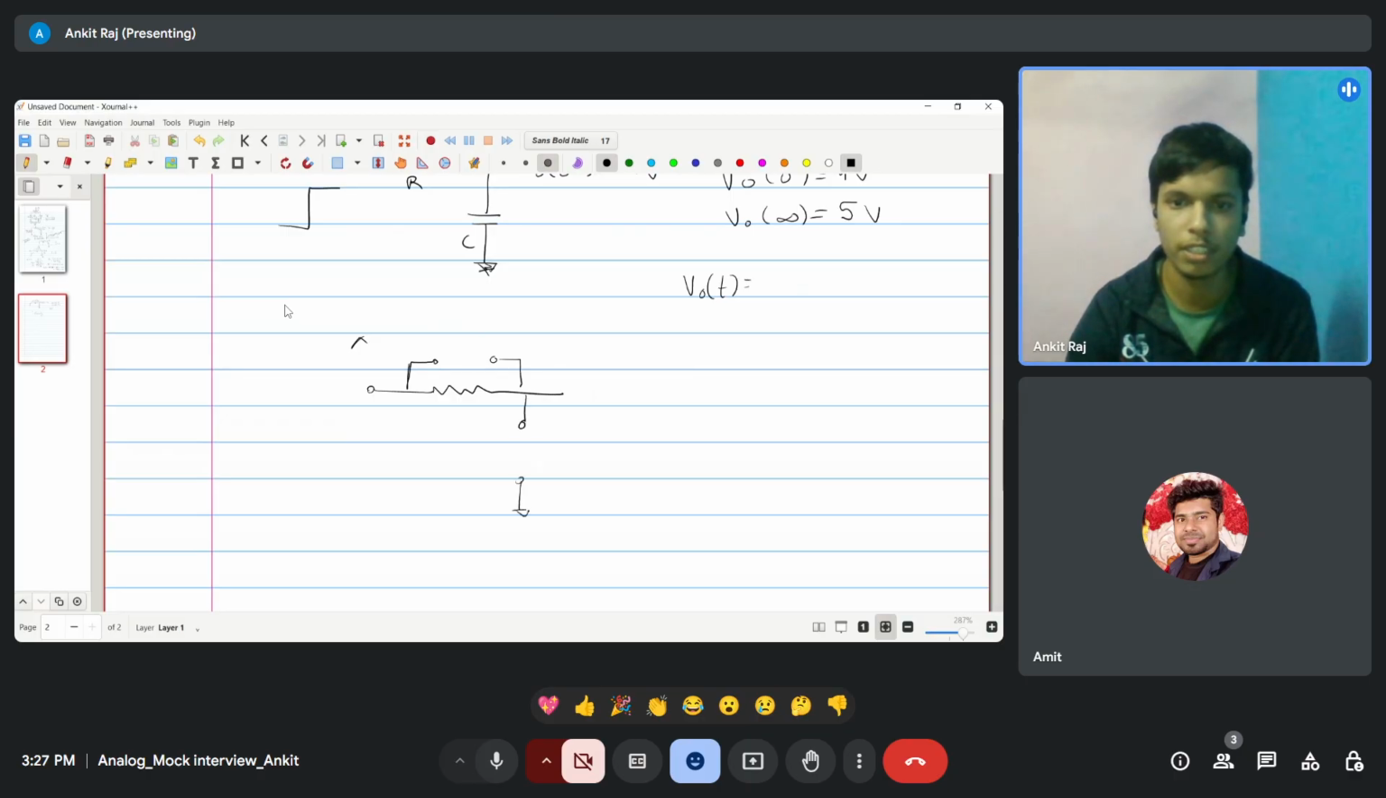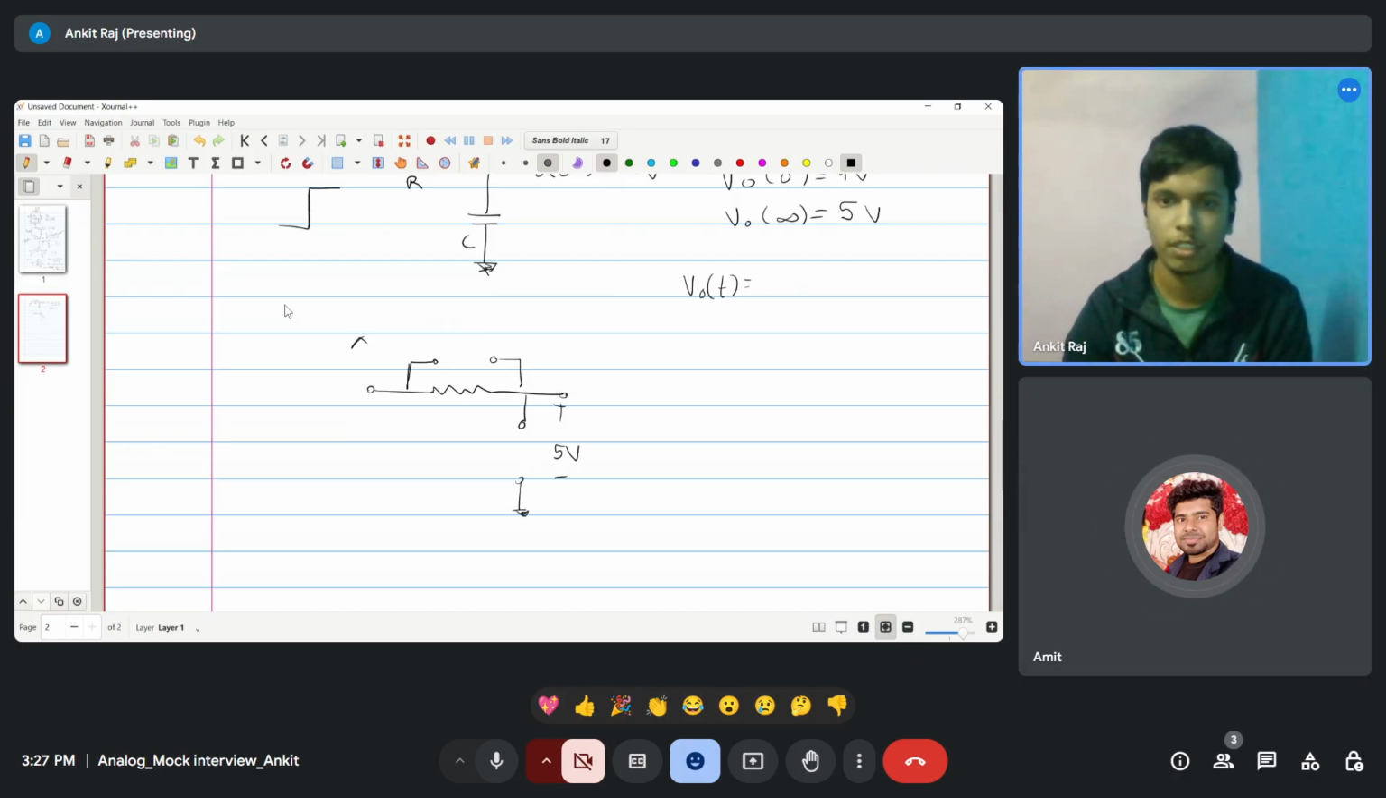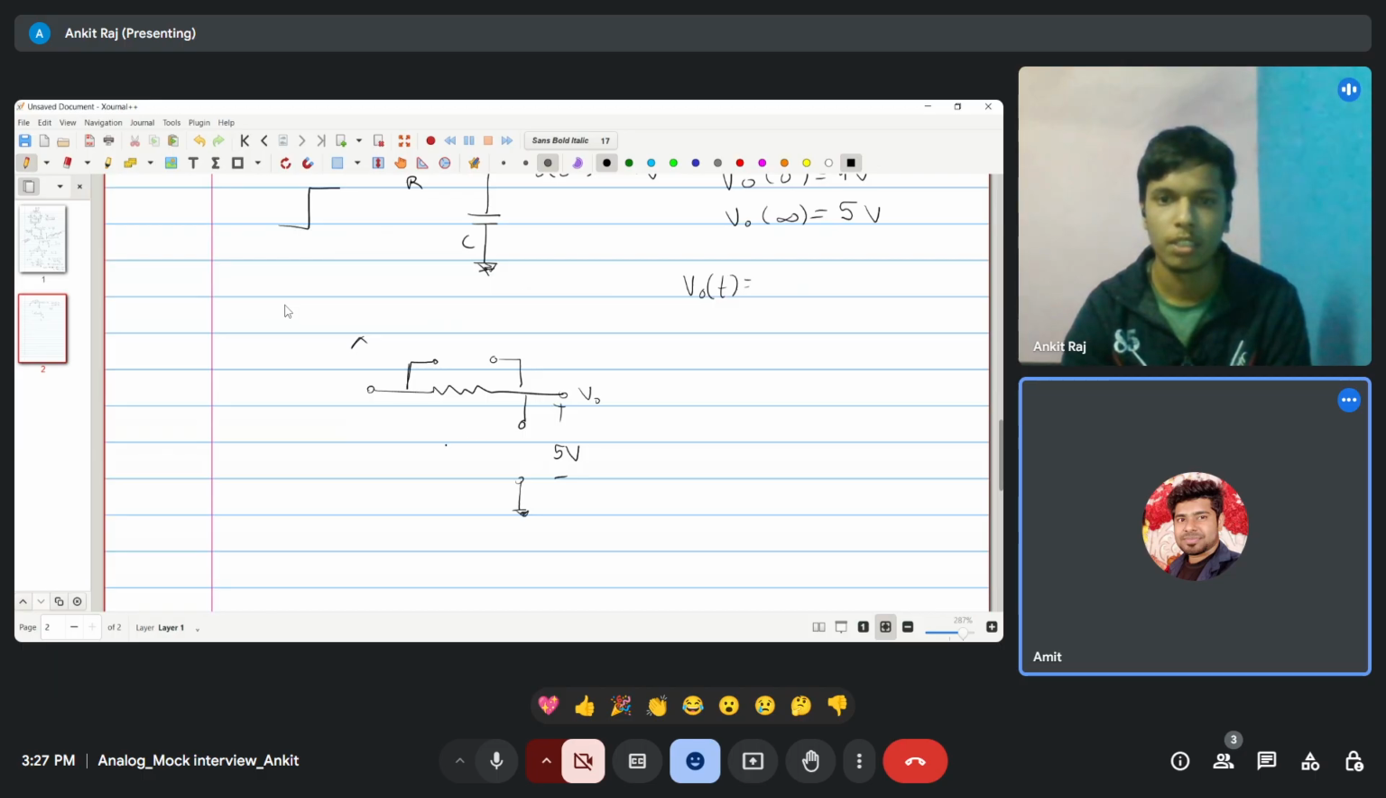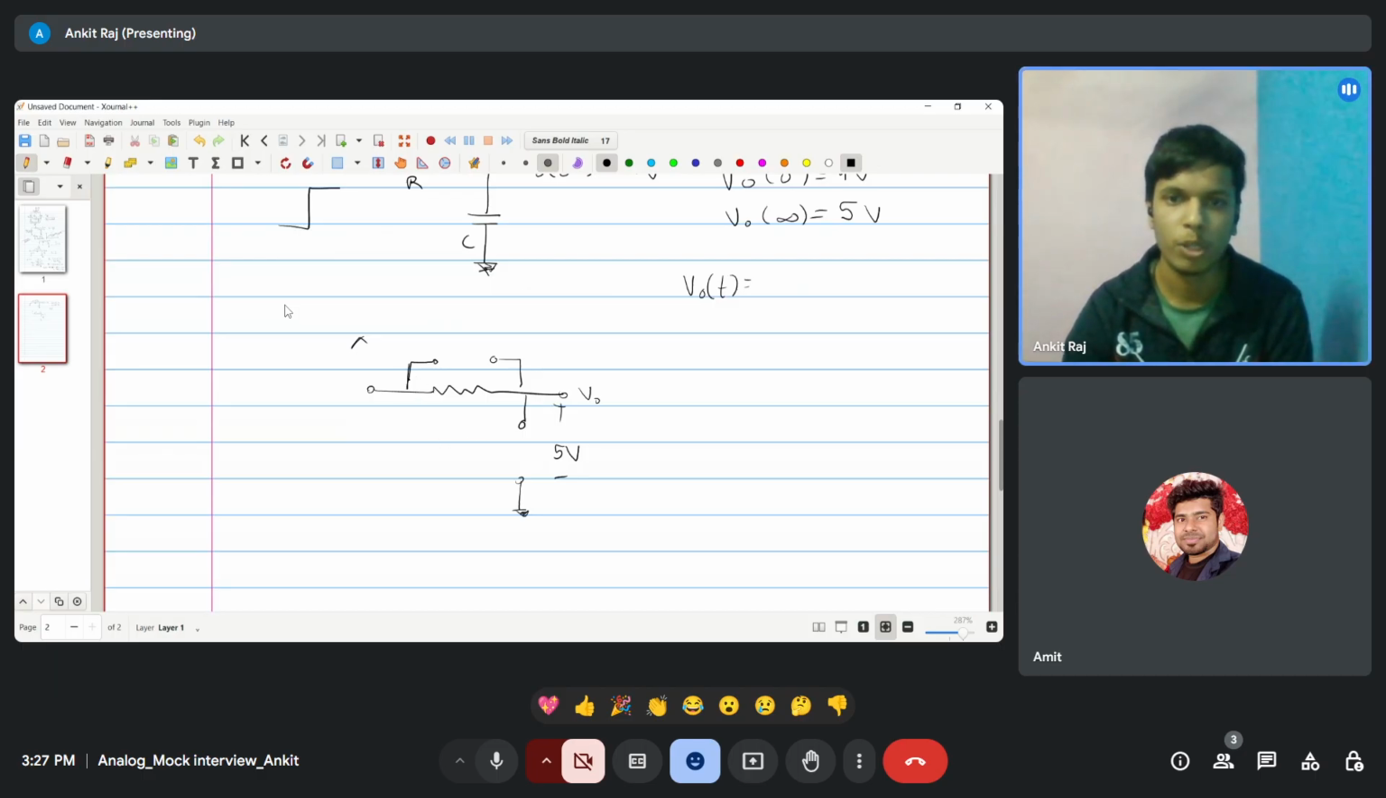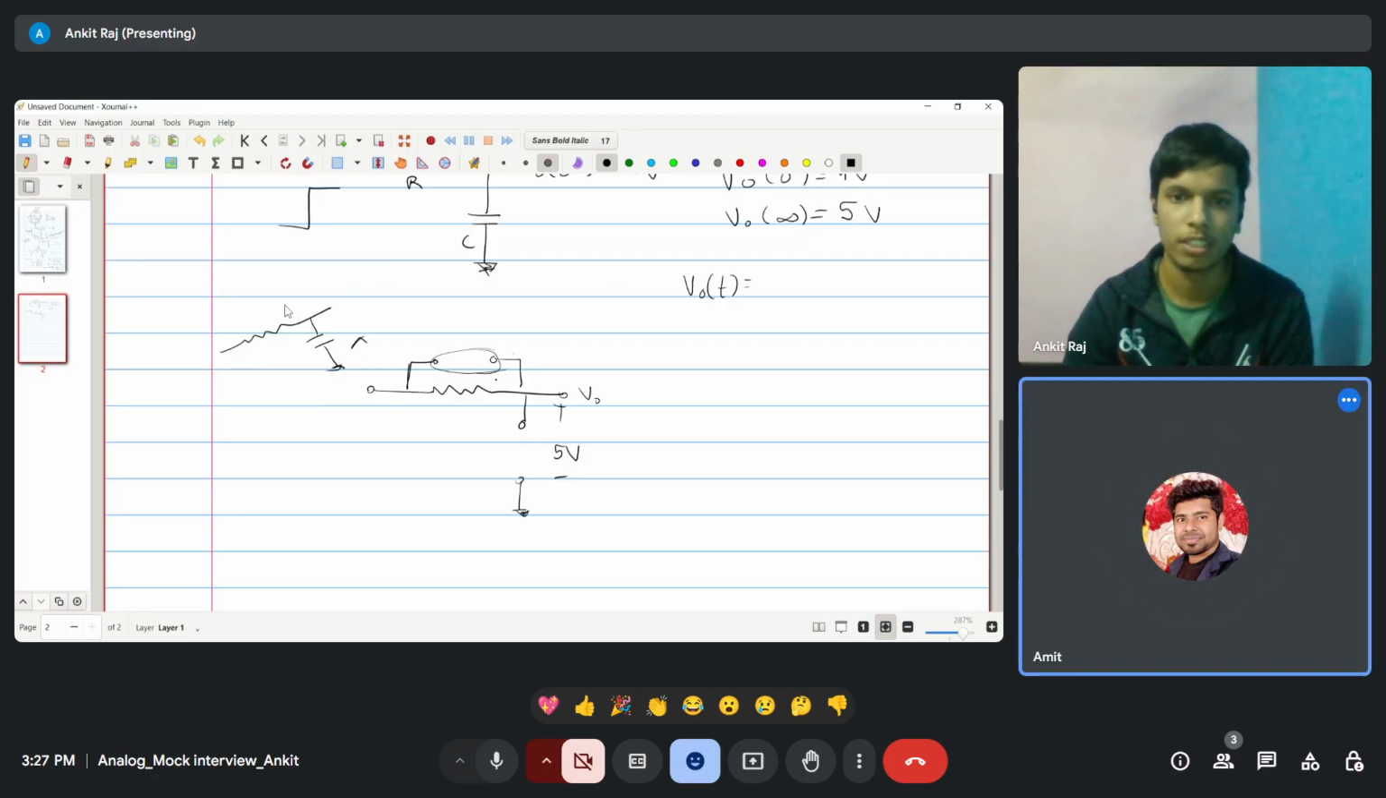So what is the V out? How does this V out become 5 volt, which is V in? Why 5 volt? Because if we see a normal RC circuit, this capacitor will be open circuited, so it will behave like a normal RC circuit, and the complete 5 volt will reach here. Okay, but in the normal RC circuit, why is V out equal to V in?